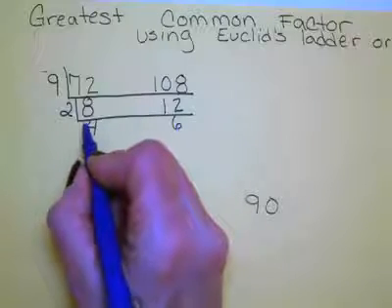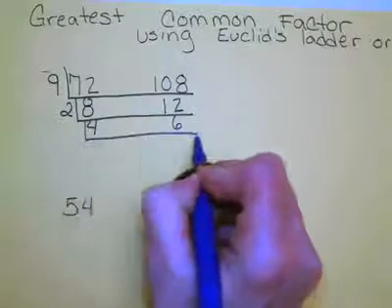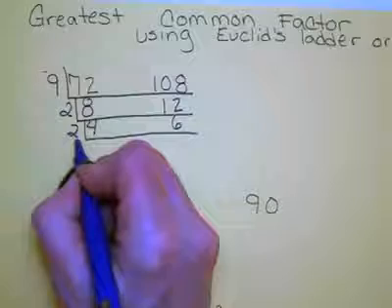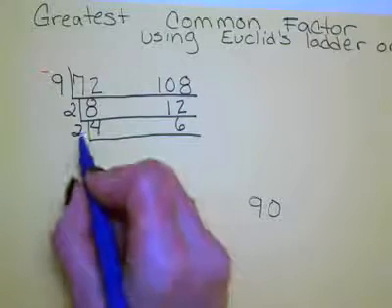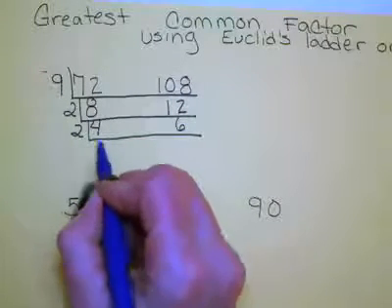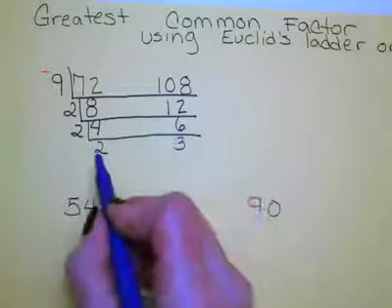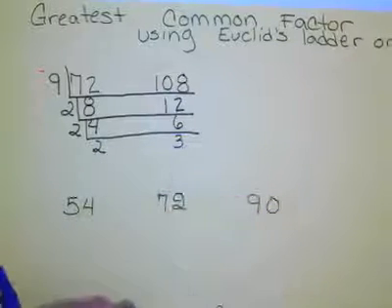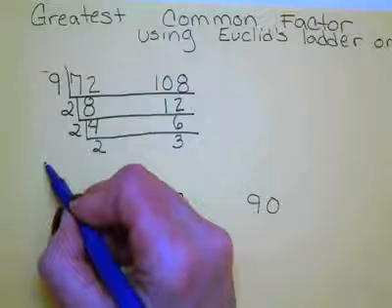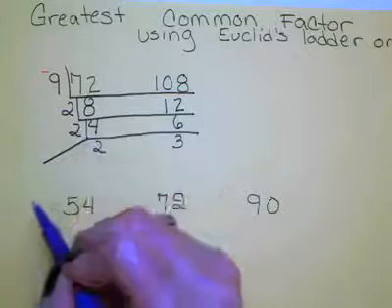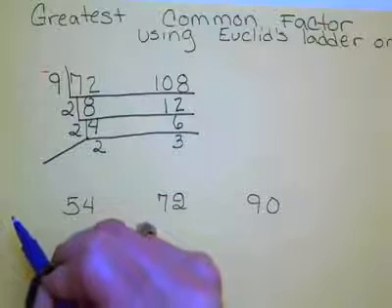Again, 4 and 6 are not relatively prime, so let's continue putting layers on our cake. 2 would go into both 4 and 6. 2 goes into 4 2 times. 2 goes into 6 3 times. 2 and 3 are relatively prime. That means we're done. Draw a line on a diagonal to show that you're done.